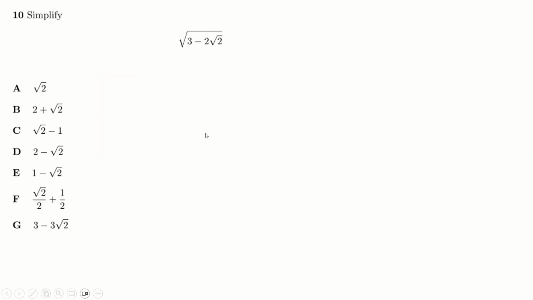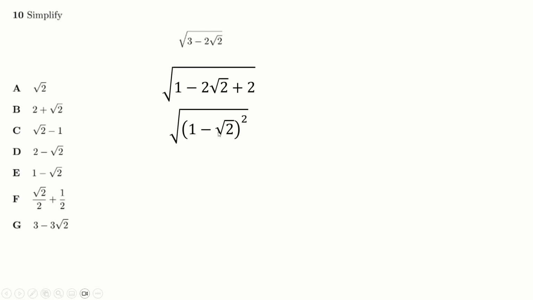Question 10. So I've actually written an entire worksheet of questions for a class. I did it a few years ago, of questions just like this. You just break the 3 into a 1 plus 2, and then you can factorize the inside here to be this thing squared, because it's 1 squared, minus 2 of the cross terms, and then plus root 2 times root 2. Then of course you need to be careful here, because the root of something squared is not the something, it's the modulus of the something.